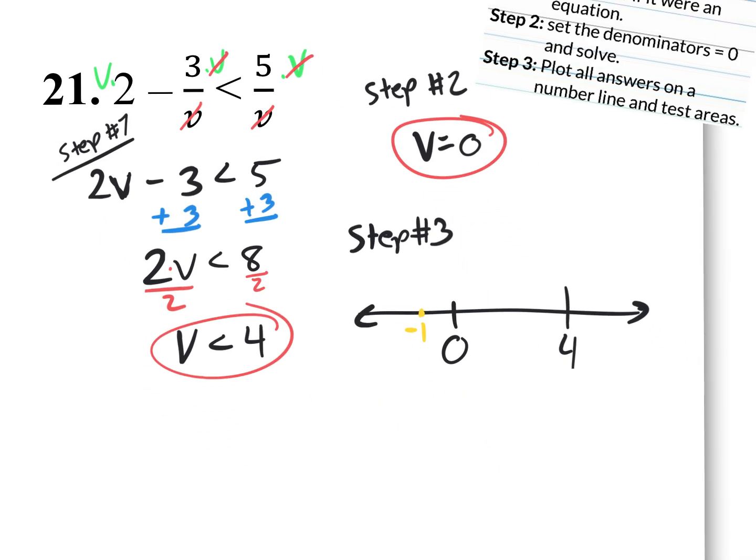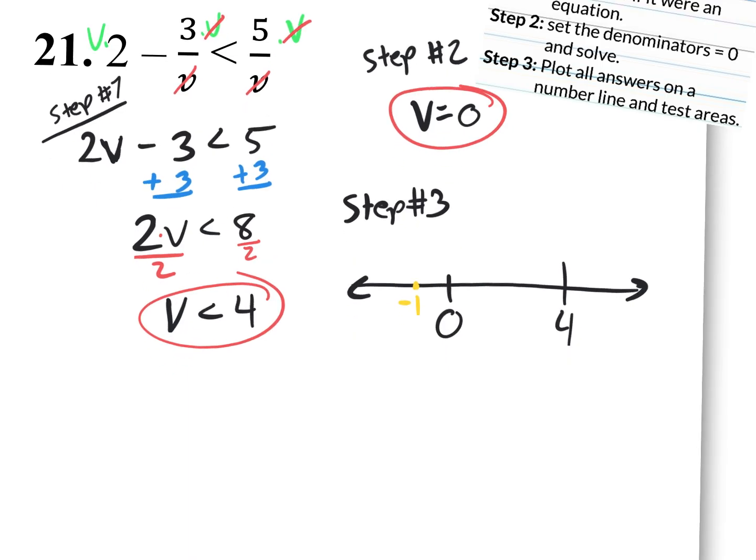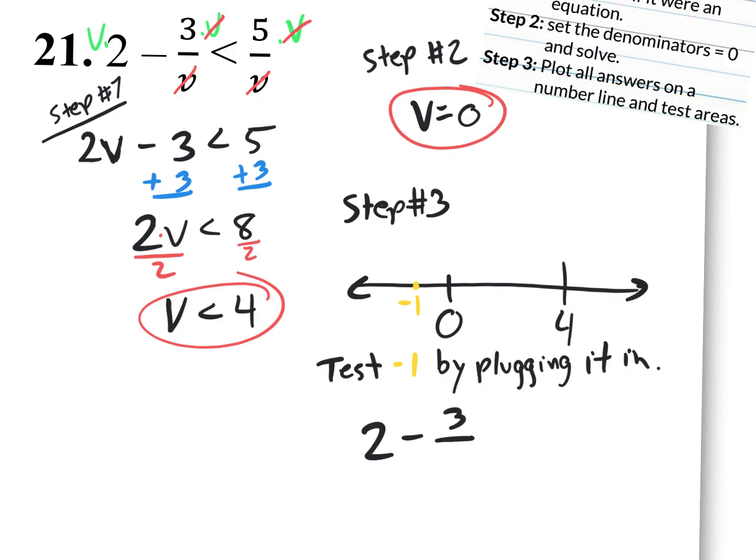And just to be thorough, I'm going to write out right here what am I doing? I'm going to test negative 1 by plugging it in. I'm not going to write this every single question, but right now, since it's the first one that you guys are seeing on this video, I'm writing I test negative 1 by plugging it in. Plugging it in where? Into the original inequality. So I'm just going to rewrite the whole thing. I'm going to rewrite 2 minus 3 over v, but I'm going to leave that blank. It's less than 5 over v.